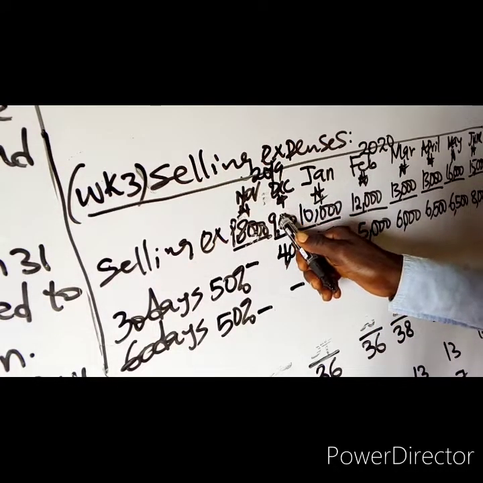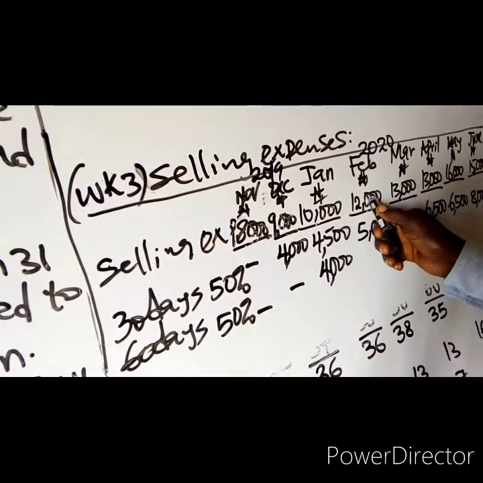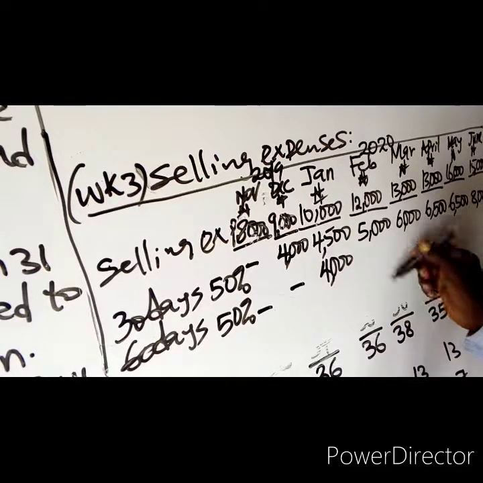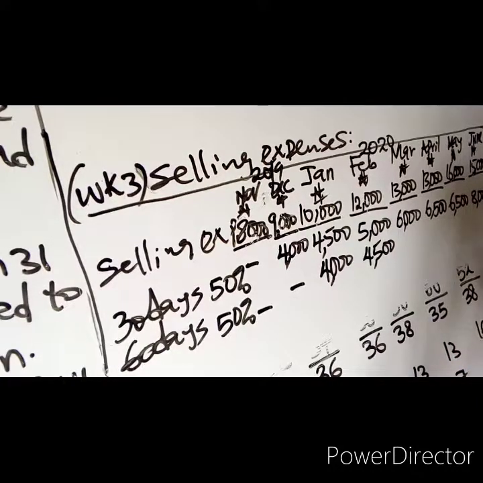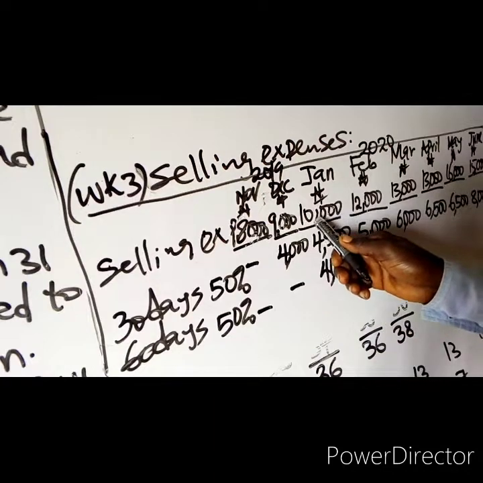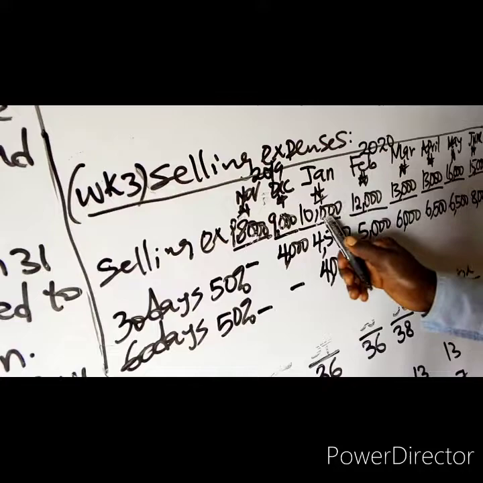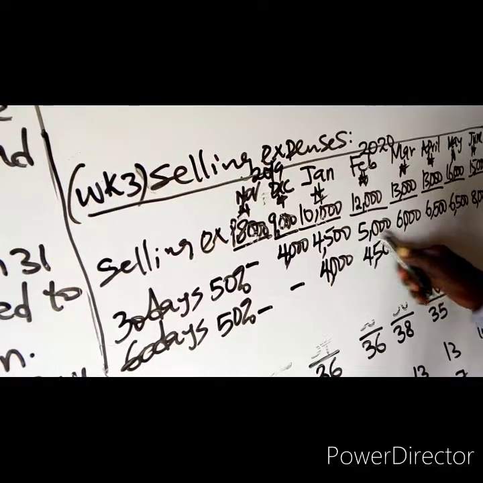Since the expenses was incurred in December, 2 months after December will be January, February, which means it will be settled in February 2020, and we have 4,500. Then the 50% that will be settled in 60 days time, in respect of the selling expenses incurred in January 2020, after January, you count 2 months, February, March. That means that will be settled in March. 50% of 10,000, and that will be 5,000.